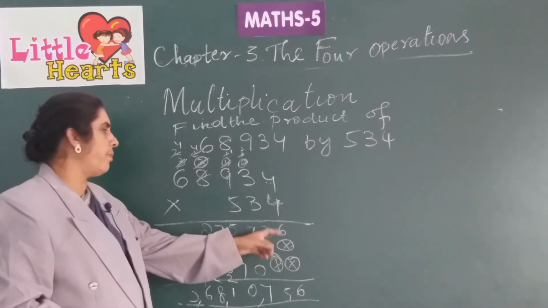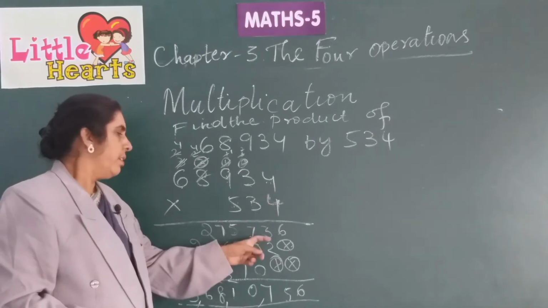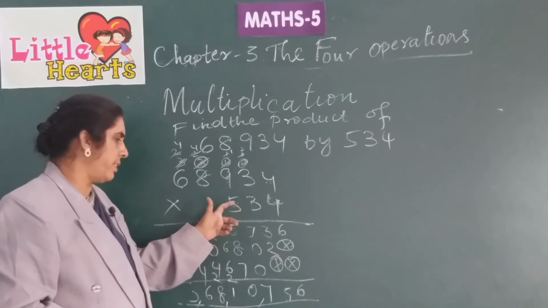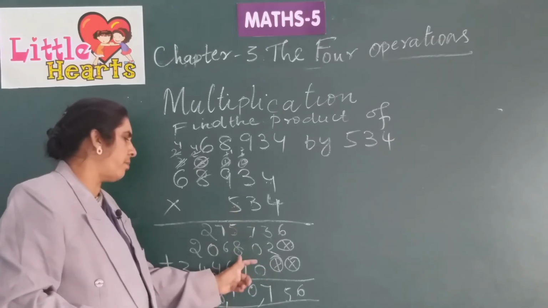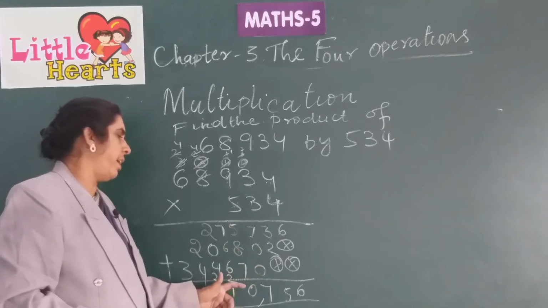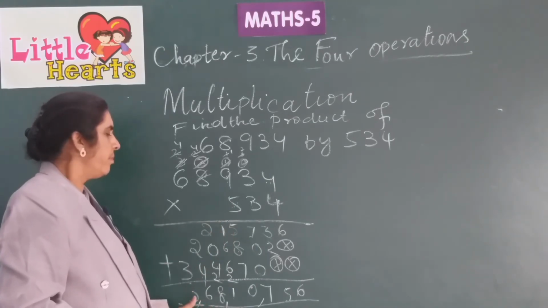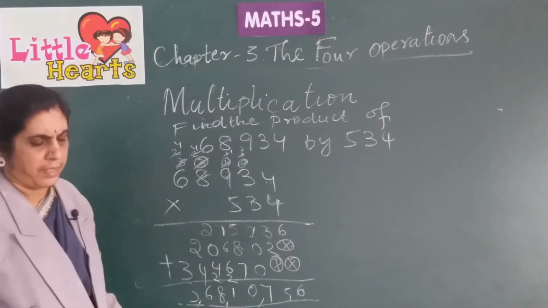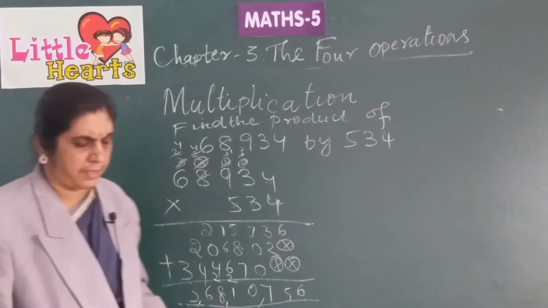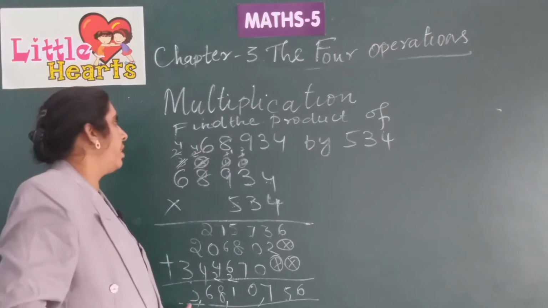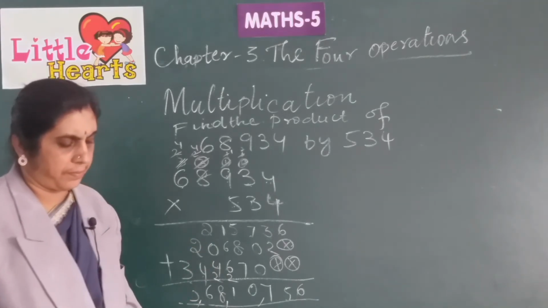In this way, you can multiply any digit number by any number of digits. Just remember that when you multiply by tens place, put the answer from the tens place. When you multiply by hundreds, start putting the answers from hundreds place only, and add all the 3 products. You will get the final answer.